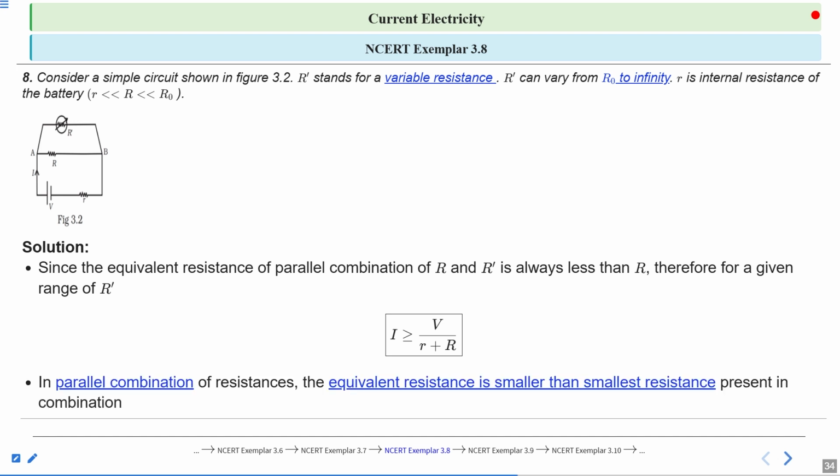In a parallel combination of resistances, the equivalent resistance is smaller than the smallest resistance present in the combination. This is the reason why we have taken I greater than or equal to V upon small r plus capital R. It is basic maths. In a parallel combination of resistances, the equivalent resistance is smaller than the smallest resistance present in the combination.